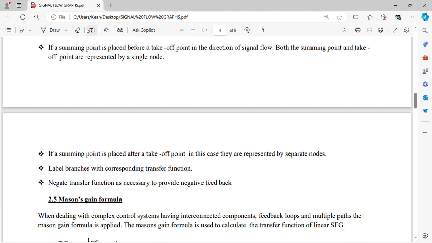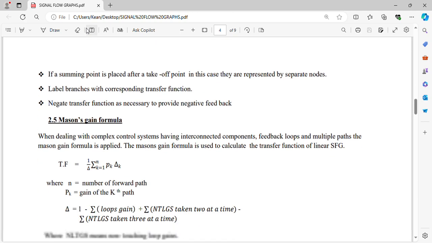Label branches with corresponding transfer function. So near the arrow, we put the transfer function. And then we also are supposed to negate. If the summing point in the block diagram had a negative, then we transfer that negative to the transfer function of that branch.